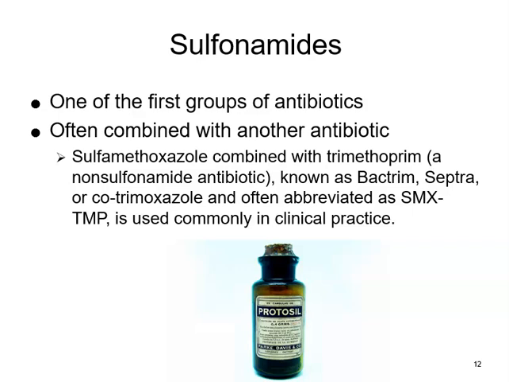Sulfas nowadays are generally combined with trimethoprim, so a sulfa with a non-sulfonamide. These are called Bactrim or Bactrim DS, double strength. Often you can see the abbreviation SMX-TMP because of the name being so unwieldy.